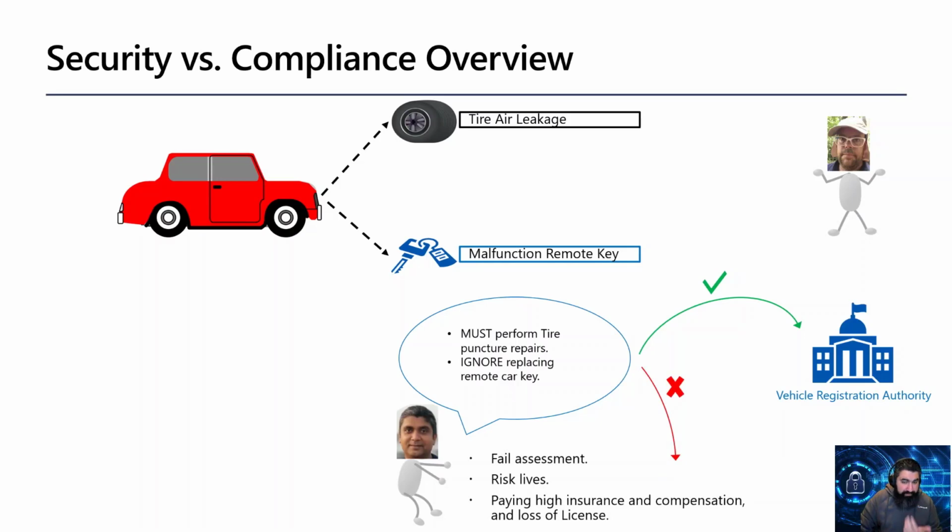However, if Mecca didn't follow the recommendations, the consequences would include failing the registration assessment, as the car would not be compliant with the Vehicle Registration Authority standards. He may risk his own life as well as other people's lives. Other consequences would include paying higher insurance, paying compensation if he is at fault in an accident, as well as losing his driver license.